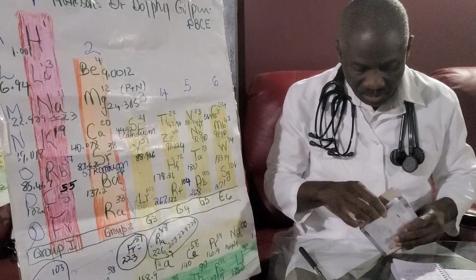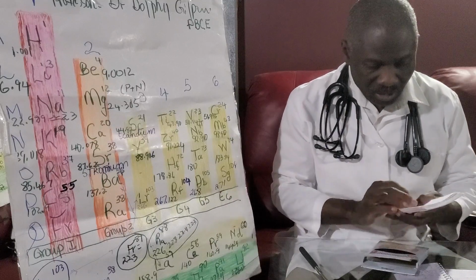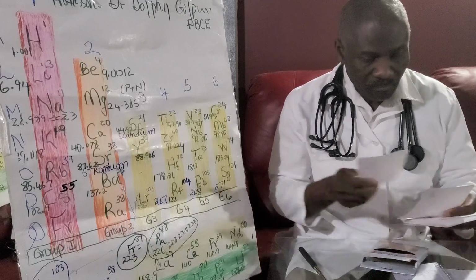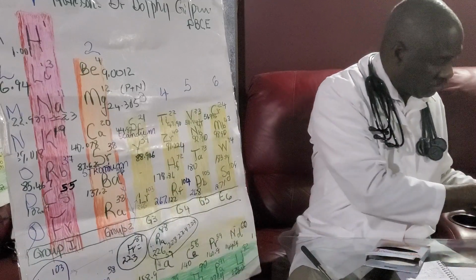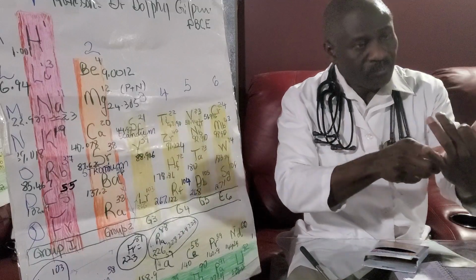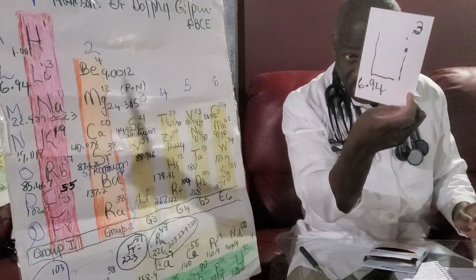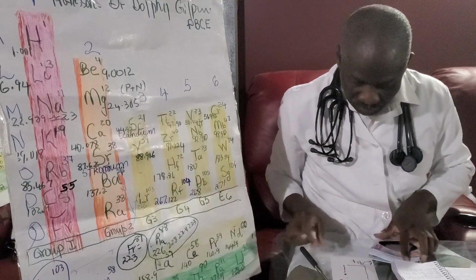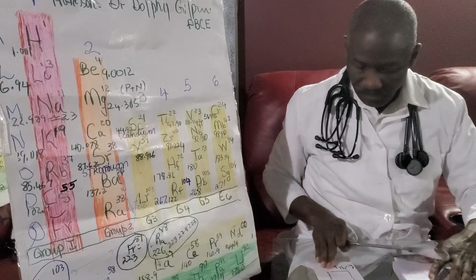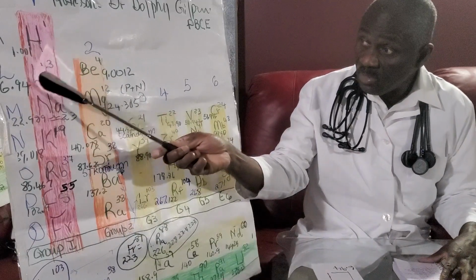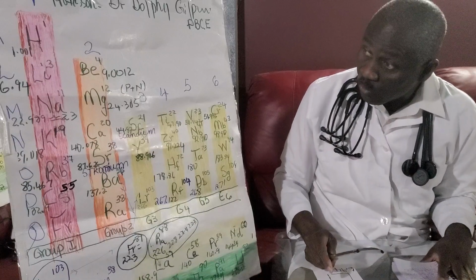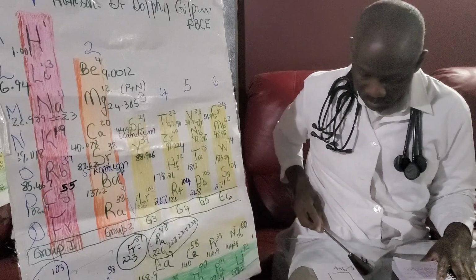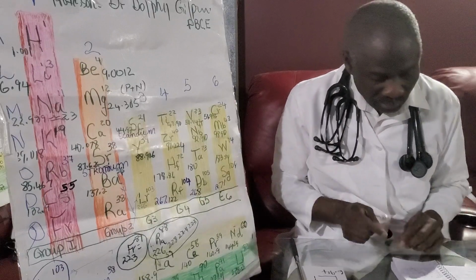We have a pack of cards here, and we have hydrogen, helium, and the third one would be lithium. So we are going to focus on lithium here. So we take it off. Lithium, atomic number 3, an atomic mass of 6.94. So we take it out of our pack, the third element. And here we have it, lithium, here in the first group, the alkali metal group. So lithium 3, 6.94, alkali metal.